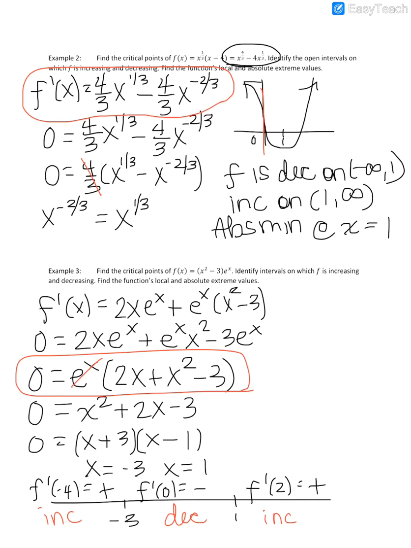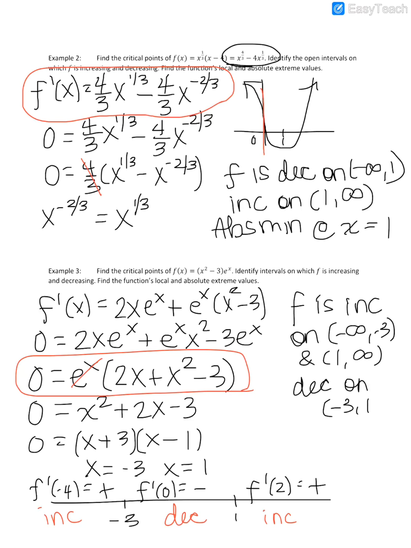All right, so let's write down. We have f is increasing on -infinity to -3 and 1 to infinity, decreasing on -3 to 1. Okay, now look, we have increasing, decreasing. That means -3 is going to be a max. Here we have decreasing, increasing, so 1 is going to be a min, okay?